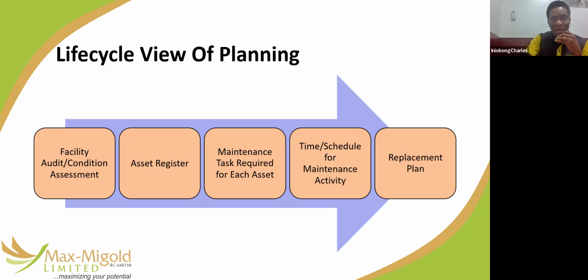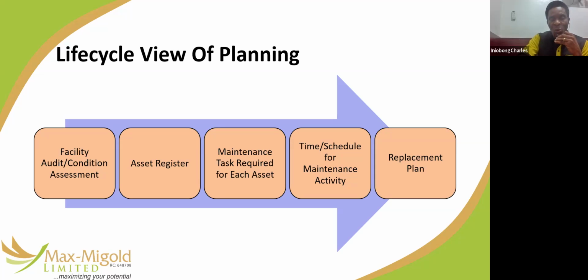And to know that asset, you carry out what is called the facility condition assessment or facility audits. This audit is to enable you identify the deficiencies in that facility. It will enable you to identify the faults in that facility. Because if you don't know the deficiency of those facilities and you want to manage the facility, you'll be doing it the absolutely wrong way. So the first step to maintenance is to do a facility condition assessment.